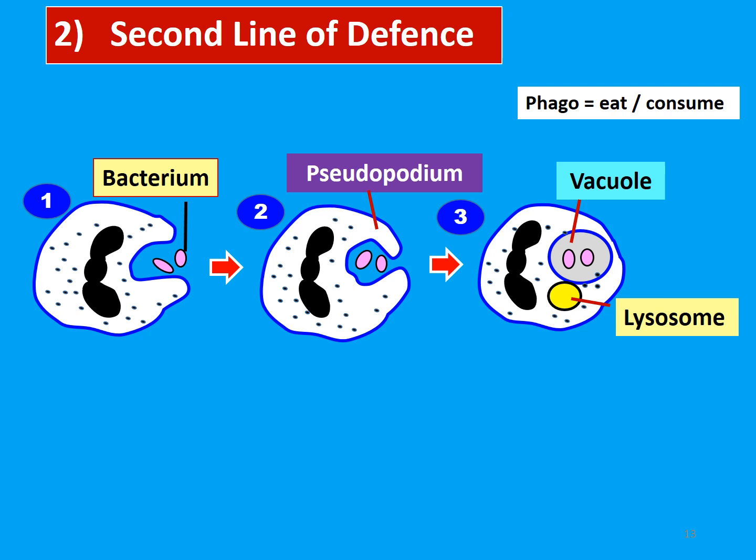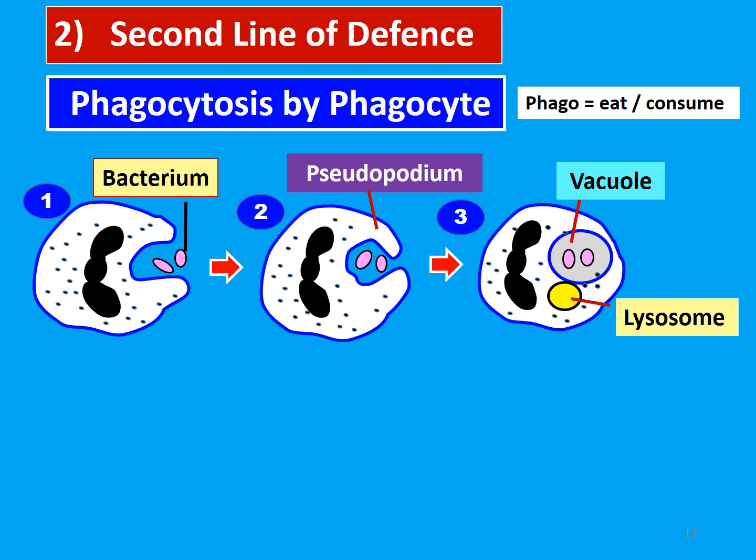Let us discuss the second line of defense in more detail. We must be able to explain the process of phagocytosis by phagocytes for the exam questions, as it is a popular exam question. By the way, the word phagocyte means a cell that eats. The word phago means to eat and cyte means cell. So it's a cell that eats something.